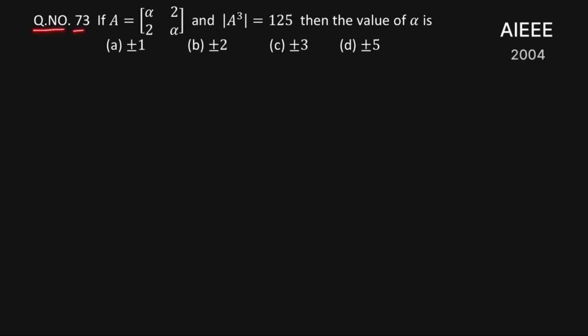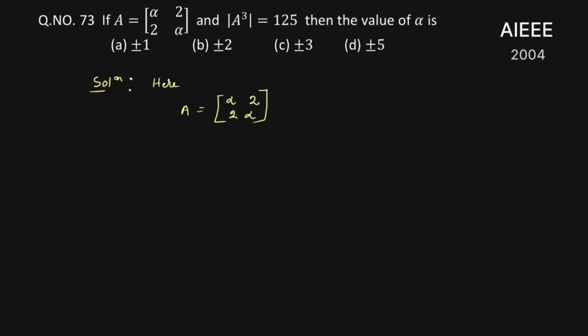Question number 73. If A is equal to matrix of alpha 2, 2, alpha and determinant of A cube is equal to 125, then we have to find the value of alpha. Let's see the solution of this question. So here A is given, which is equal to matrix of alpha 2, 2, alpha, and also given that determinant of A cube is equal to 125.